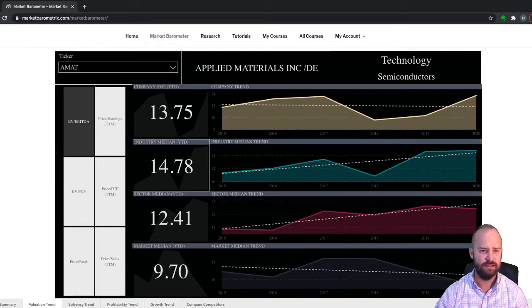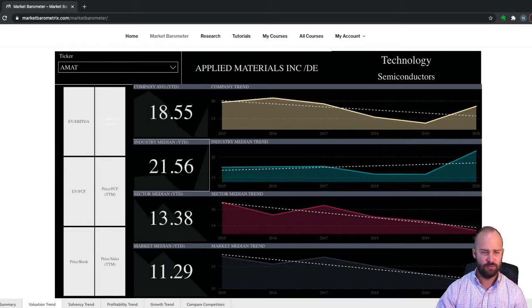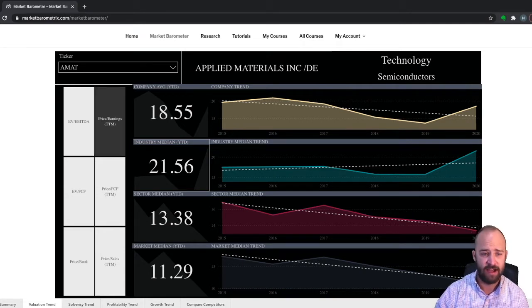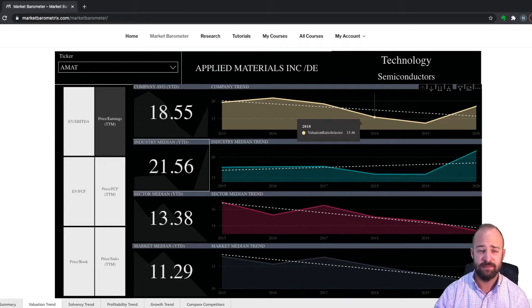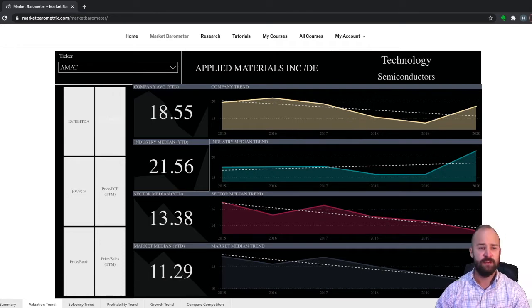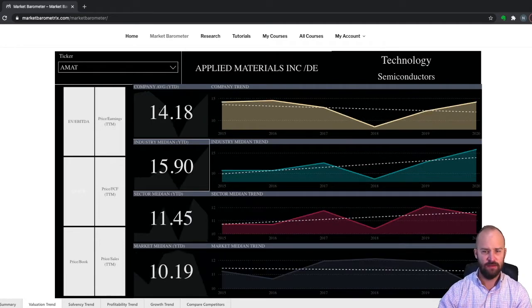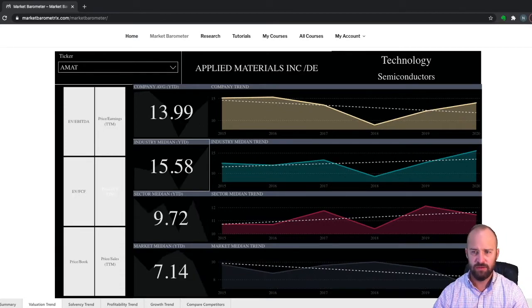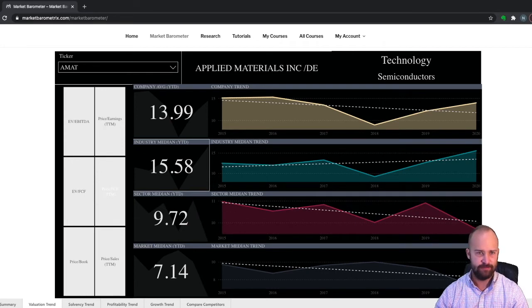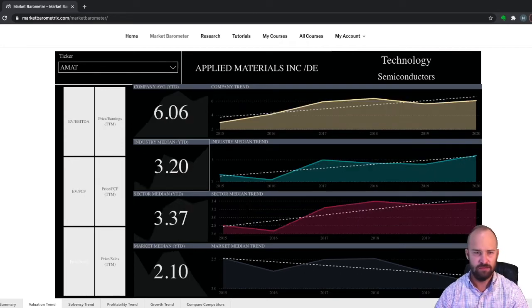So price to earnings. Looks like Applied Materials is pretty much the same here, where it's slightly less expensive than the industry median right now, with a current year-to-date average price to earnings of 18.55. And again, it looks like Applied Materials and the semiconductors industry are substantially more expensive than the technology sector median and than the market as a whole. Enterprise value over free cash flow. Looks like that's pretty much the same. Price over free cash flow. Same story there.